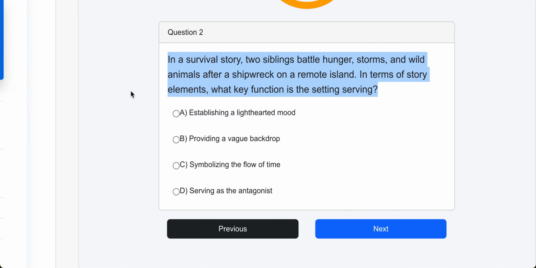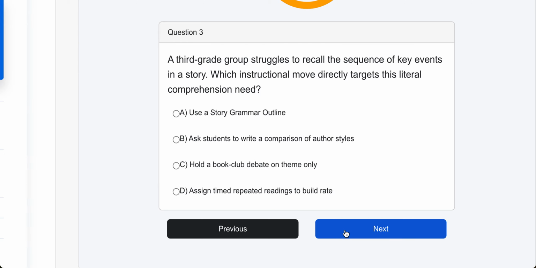This reads, in a survival story, 2 siblings battle hunger, storms, and wild animals after a shipwreck on a remote island. In terms of story elements, what key function is the setting serving? Read the answer options and then we'll go over it together. I like option D, serving the antagonist. Remember, one function of setting is to act as the antagonist, which is creating the conflict. All right, moving on to question number 3.